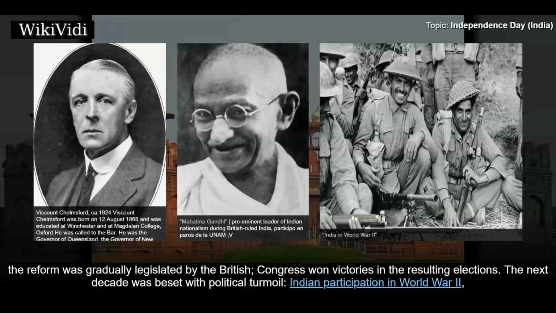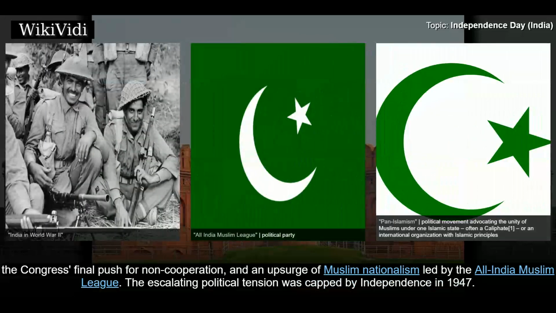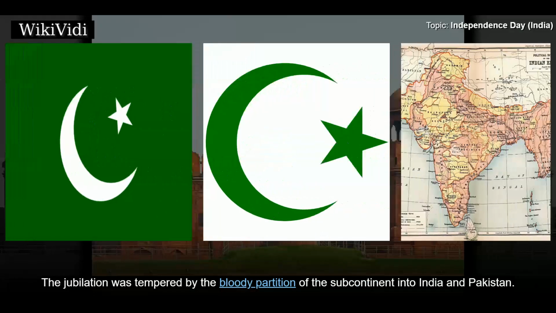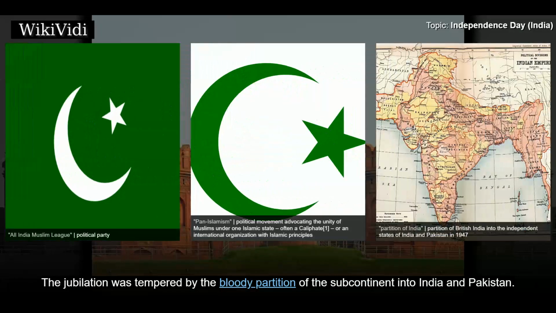The next decade was beset with political turmoil, Indian participation in World War II, the Congress' final push for non-cooperation, and an upsurge of Muslim nationalism led by the All India Muslim League. The escalating political tension was capped by independence in 1947. The jubilation was tempered by the bloody partition of the subcontinent into India and Pakistan.